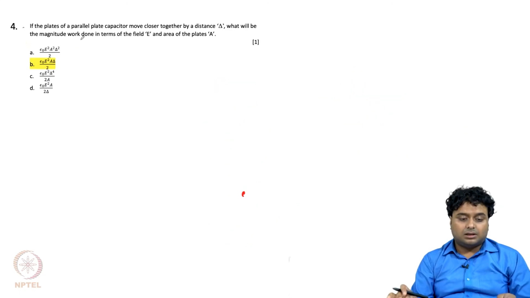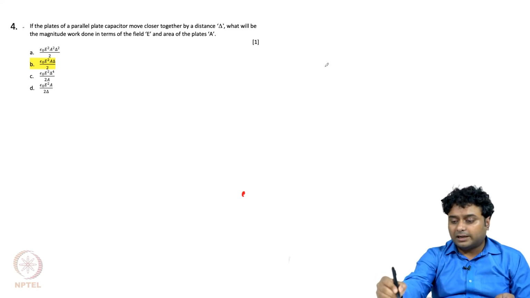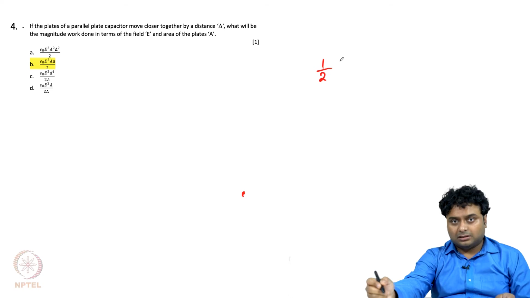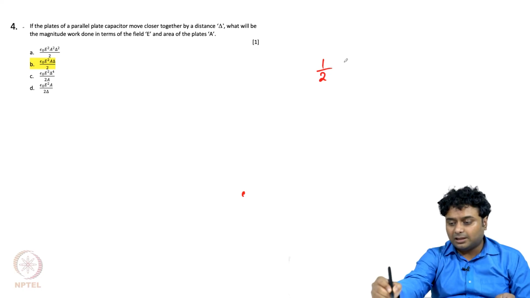Okay, next question is, if the plates of a parallel plate capacitor move closer together by a distance delta, then what will be the magnitude of work done in terms of electric field E and the area of the plates A. In the last assignment also we have calculated the force between the two parallel plates, right, and that we know is d/dx of the energy, or let us say if the gap is called r, then d/dr of the energy, and that gives me the force.